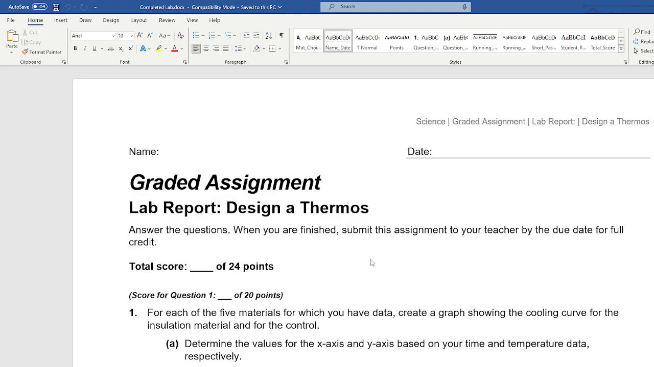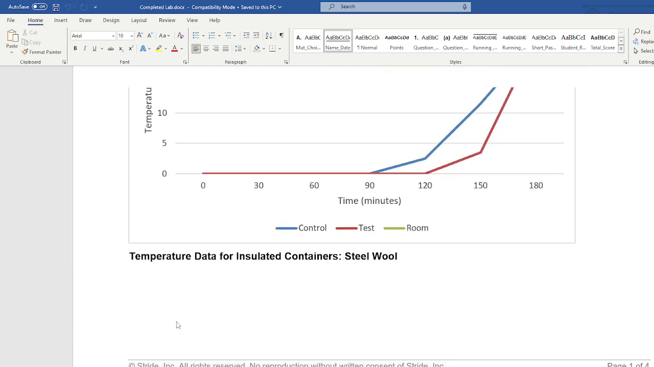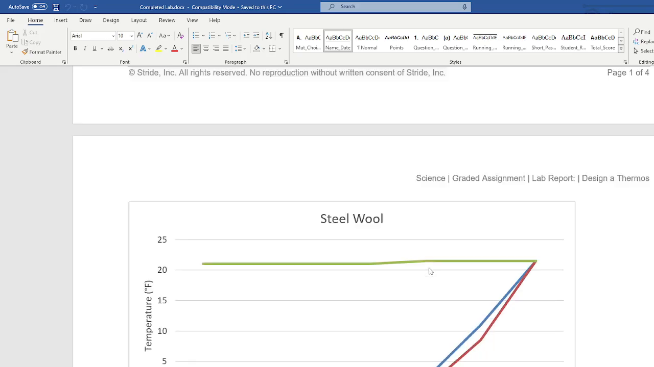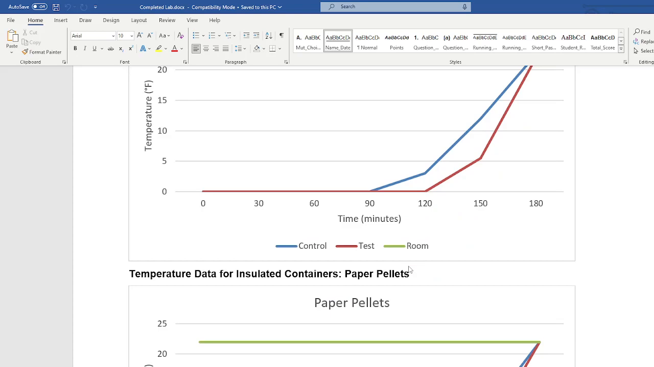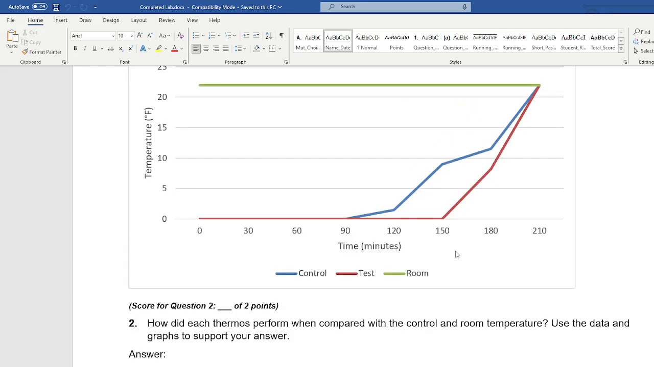Okay, I wanted to just record a quick video to help you out on number 2 for this lab. So in the lab, at this stage, you've already got your graphs created, your data is put in, so they should look something like the graphs that I'm showing you now. And then question number 2 says, how did each thermos perform when compared to the control and room temperature? You can kind of ignore that room temperature part, but specifically, how did they perform when compared to the control?